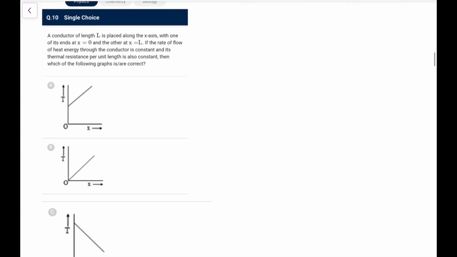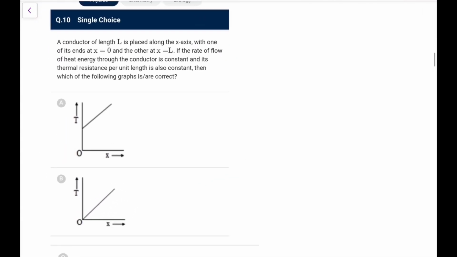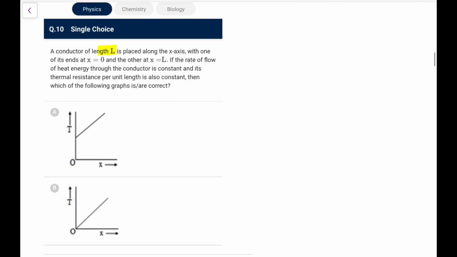Now look at this question. This seems to be a lengthy one. A conductor of length L placed along the x-axis with one end at 0, other at L. Rate of flow of heat energy through the conductor is constant and thermal resistance is also constant. Then which of the following graphs are correct?